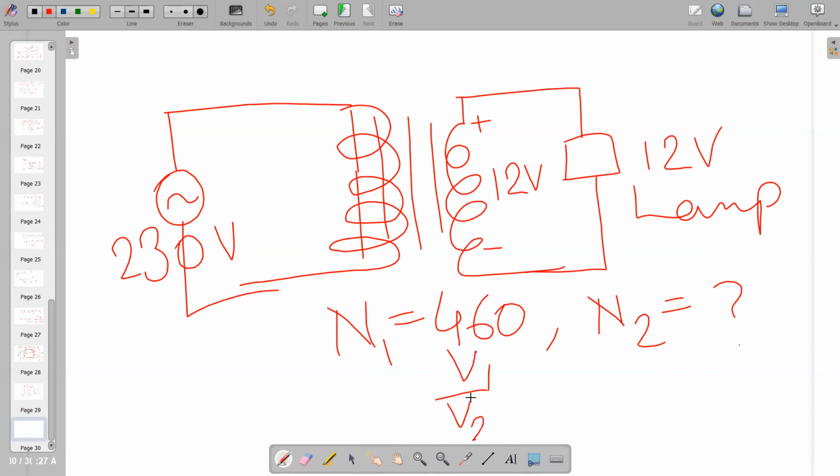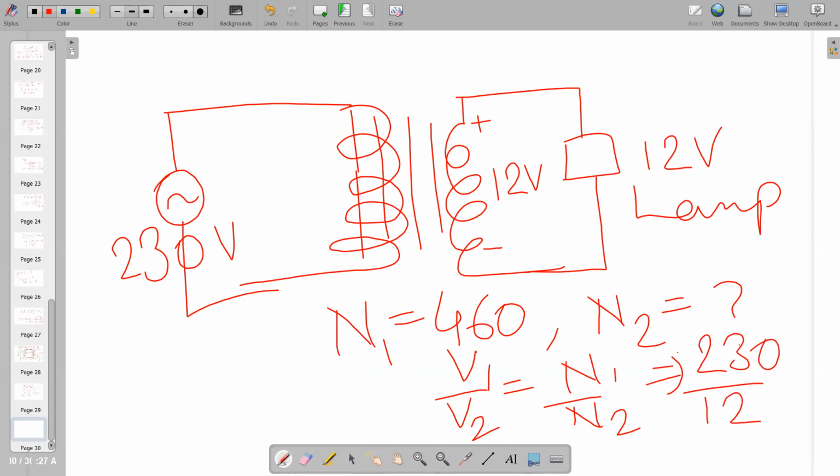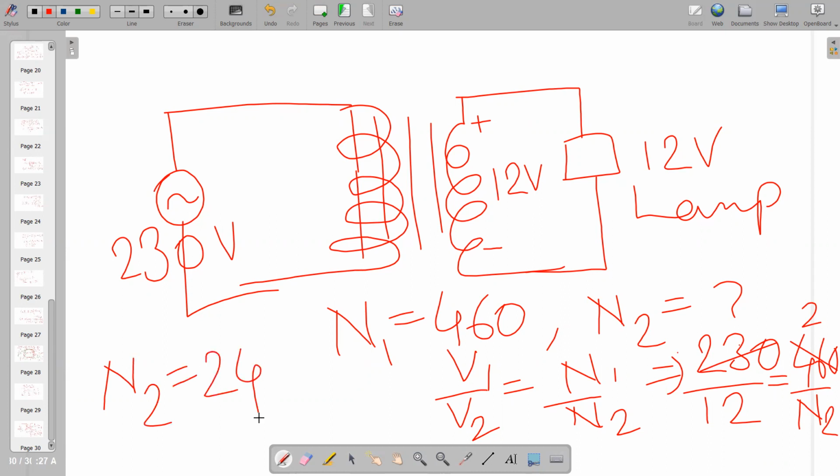V1 by V2 is equal to N1 by N2. How much is V1? V1 is 230. V2 is 12. And this is step down because the secondary voltage is less than the primary voltage. So it is 230 by 12 is equal to N1, N1 is 460, and N2 we don't know. So this is 230, this becomes 2, N2 becomes equal to 24. So the number of turns on the secondary are 24.